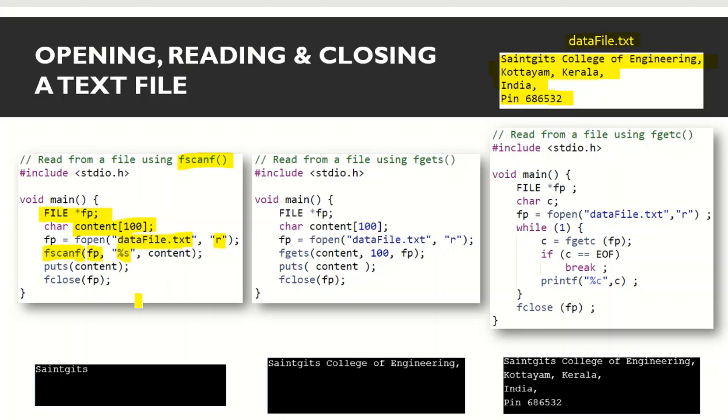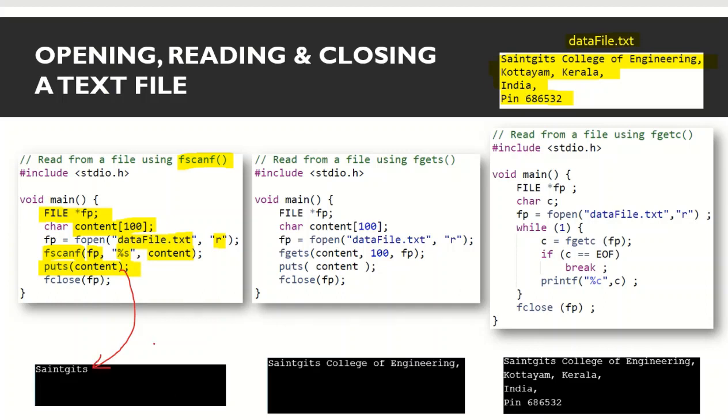Next, the format specifier percent s and the buffer name content. So using the fscanf function we read some data from the file. We shall see what is the output of this fscanf. To understand what is read by fscanf, we need to use the puts function to display the content to the console. So puts content will display this. So this is the output.